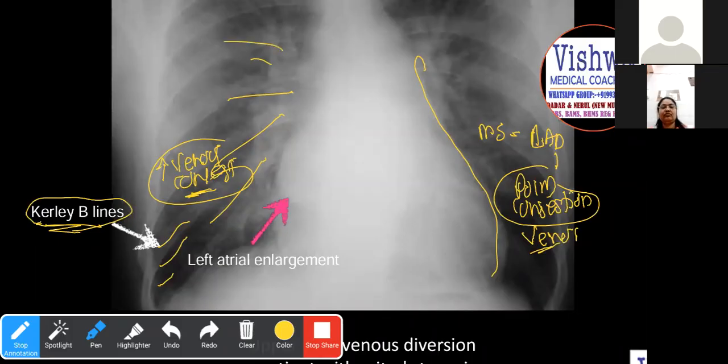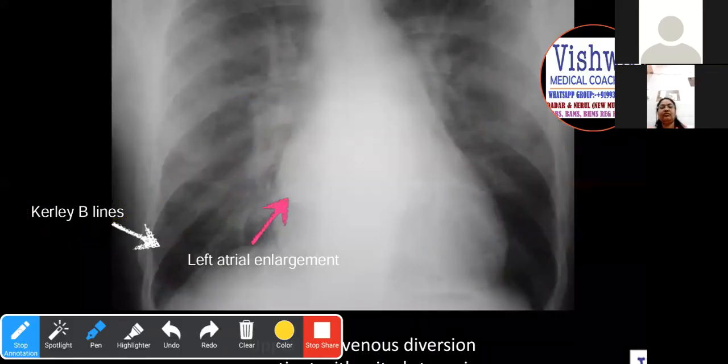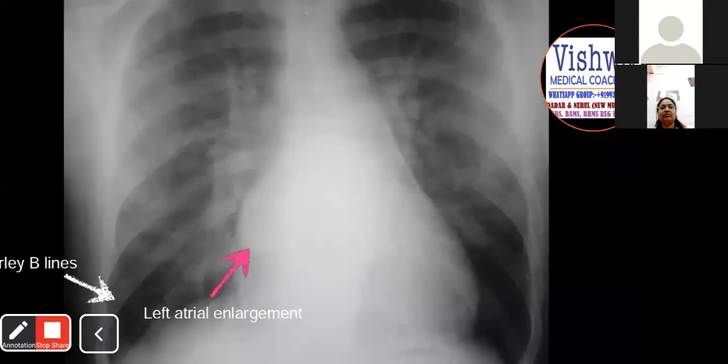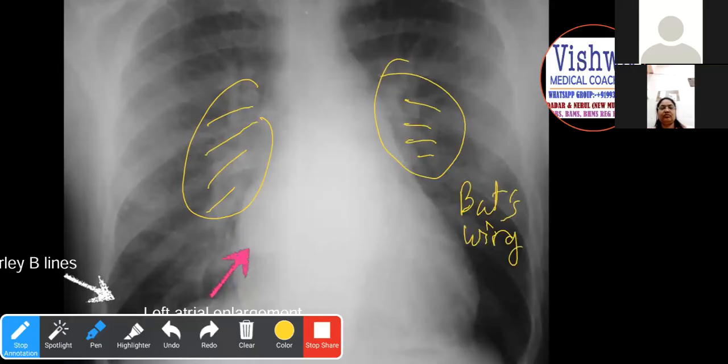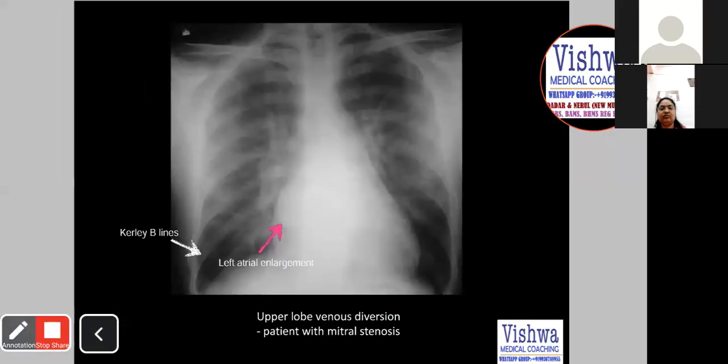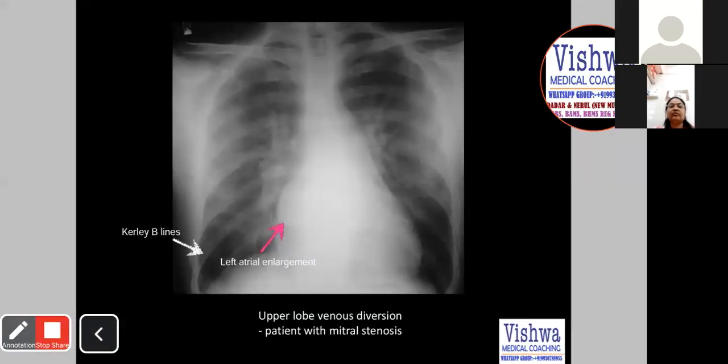You can see there are increased white shadows, if you can see properly. Look at these particular zones. If you can see, there are more white shadows. This is also called, remember, bat's wing appearance in case of mitral stenosis and pulmonary venous congestion. Pulmonary venous congestion, also called curly B lines, is because of the upper lobe venous diversion in case of mitral stenosis. Patient with mitral stenosis.